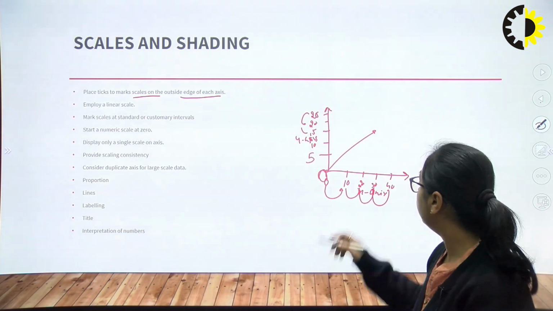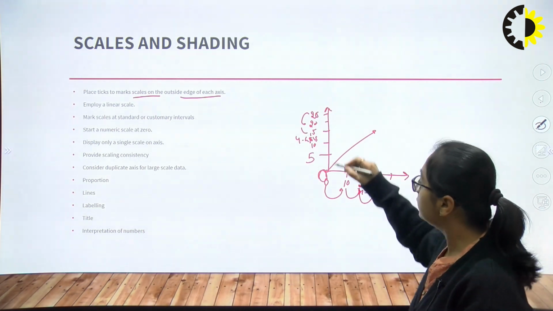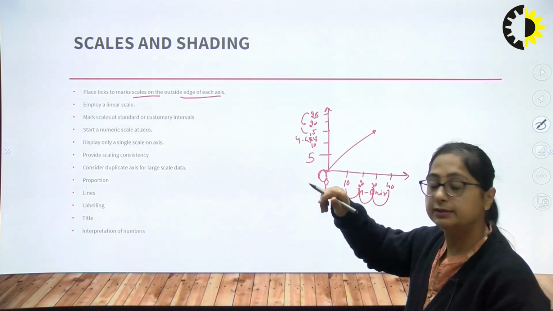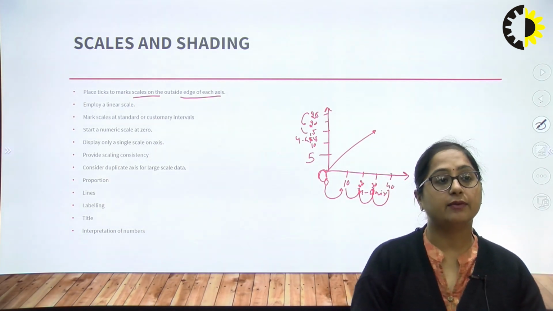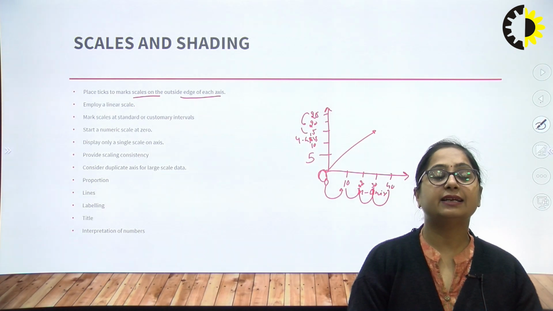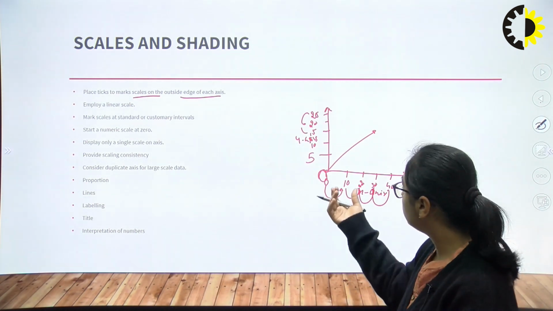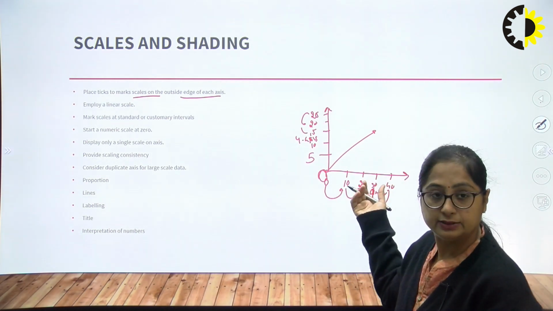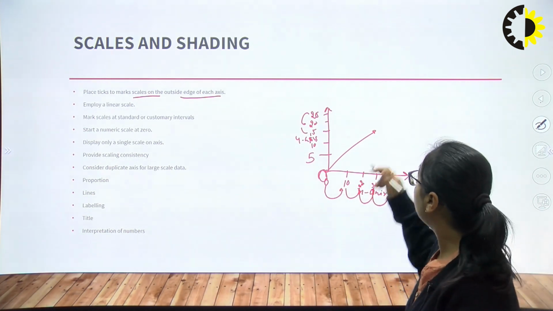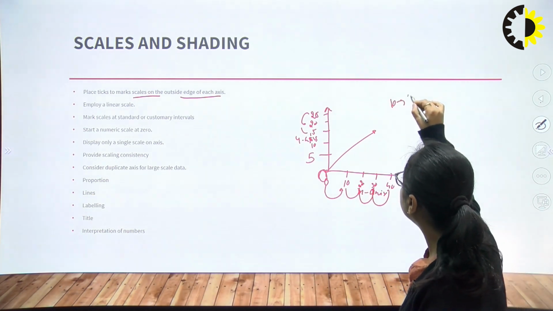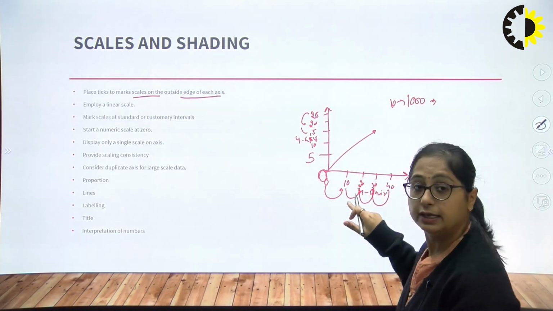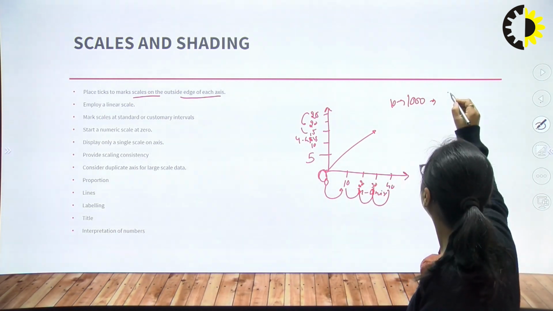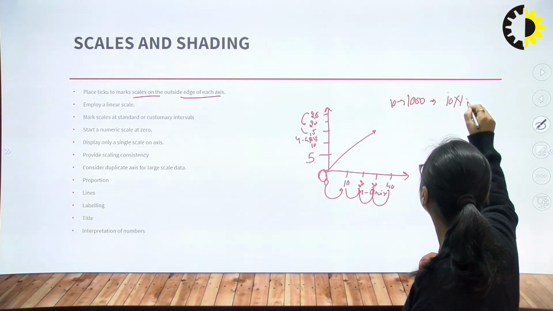So one axis represents one scale, another axis represents another scale, and the third axis represents the third scale we have. Okay, and provide scaling consistency. Again, it should be consistent in nature. So it may be possible that 10 represents 1000. That means whatever scale we have here, we multiply the whole scale by 100.